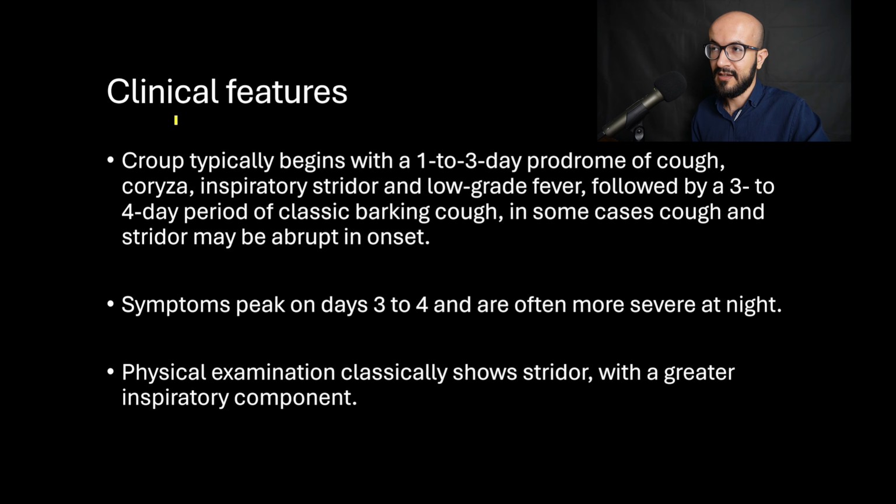Now let's talk about the clinical features. So Croup typically begins with a 1 to 3 day prodrome of cough, coryza, inspiratory stridor, and low-grade fever, followed by a 3 to 4 day period of classic barking cough, and in some cases the cough and stridor may have abrupt onset. Now, symptoms peak on day 3 to 4 and are often more severe at night, and physical examination classically shows stridor with a greater inspiratory component.